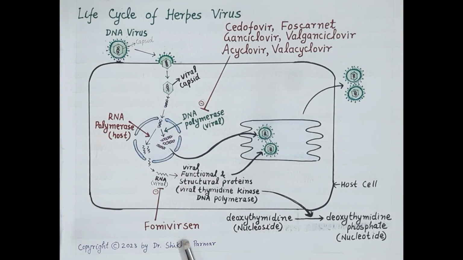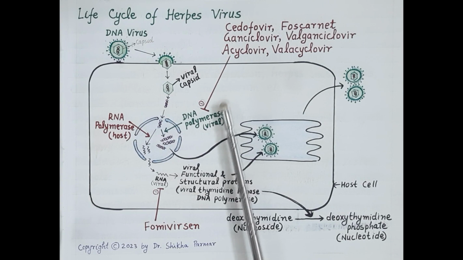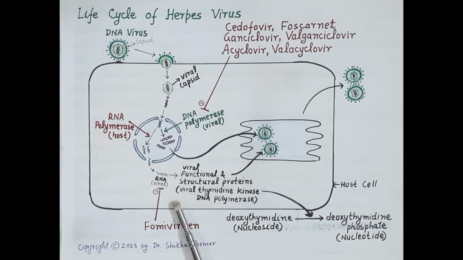Now another drug, Fomivirsen, it binds to viral messenger RNA of cytomegalovirus, and it blocks the synthesis of viral proteins. So this is how it blocks the multiplication of virus. So these are the mechanisms by which anti-herpes virus drugs stop multiplication of DNA virus in the human body.